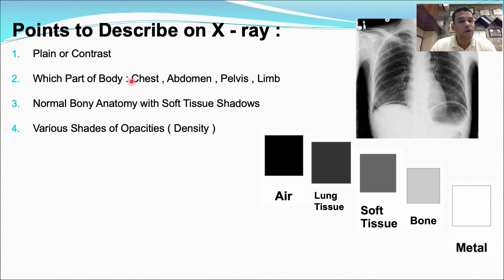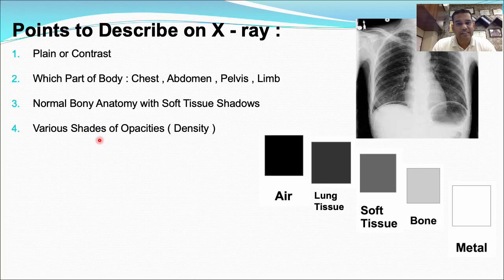Second is which body part this X-ray shows, whether it's a chest, an abdomen, pelvis, or a limb. Third, you should be able to identify the normal bony anatomy that is seen with the soft tissue shadow that is seen over the X-ray. And lastly, the various types of density you need to describe.